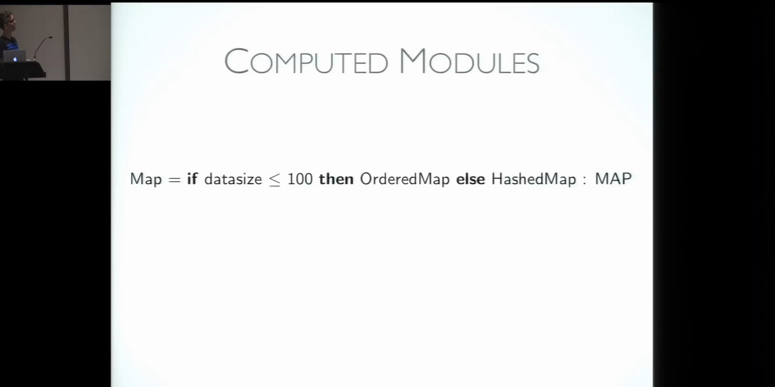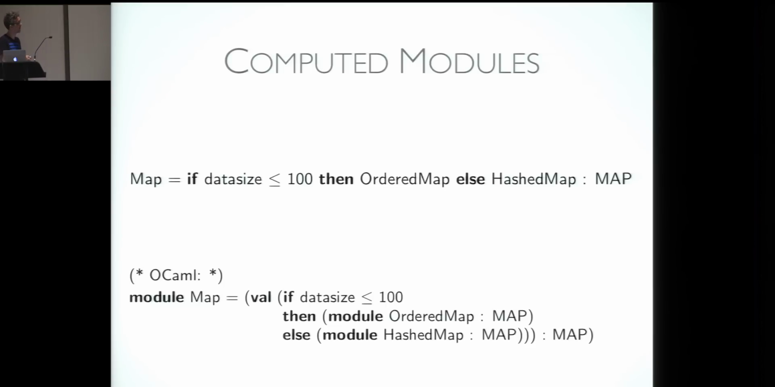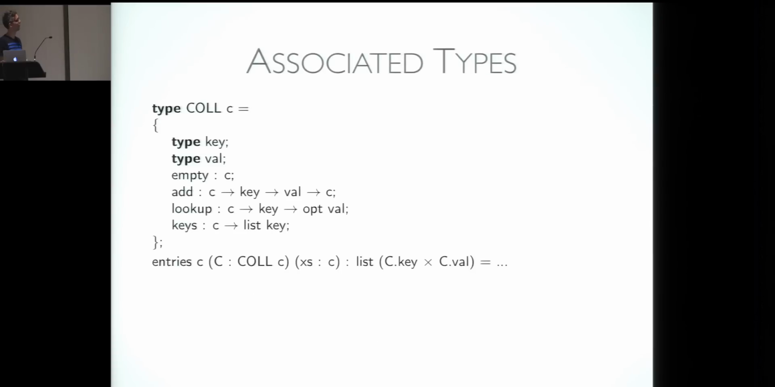So you can compute modules. You can simply just write a conditional over a module. So the standard example from literature is picking a map based on the size of your data set, for example. I should mention this is something you can already express with package modules, though. So for example, in OCaml, you can express the same thing somewhat like this. So this works, but I hope we all agree that this is kind of not what you want to write in practice. So this is a bit more direct. But you can go further.